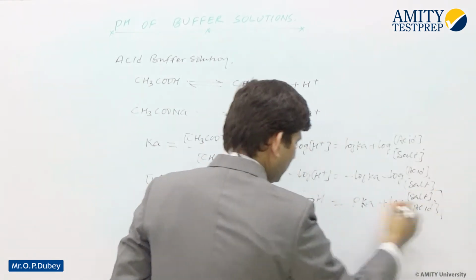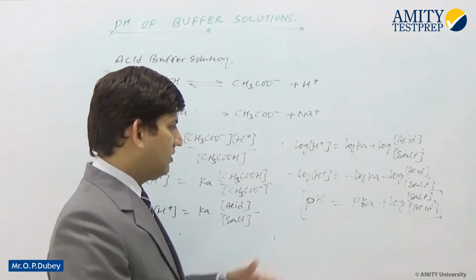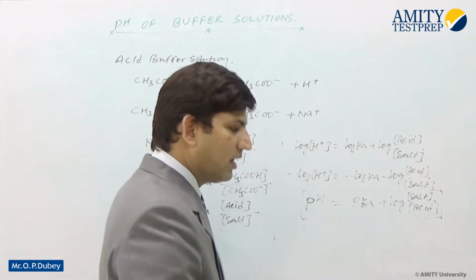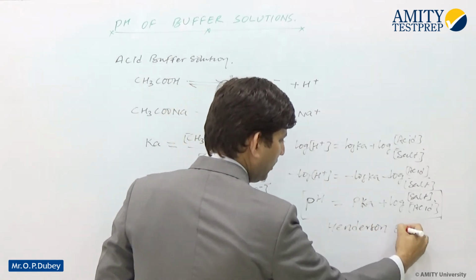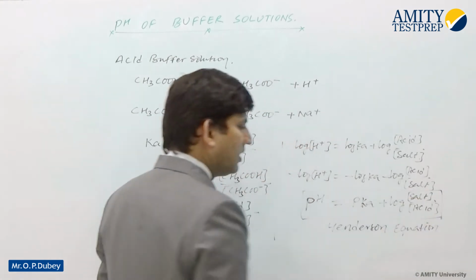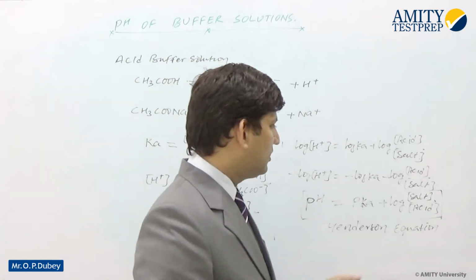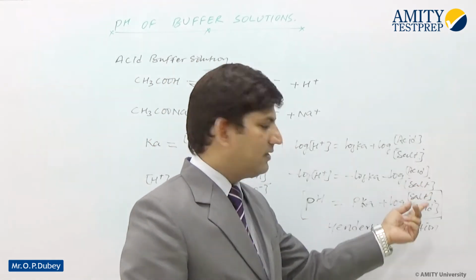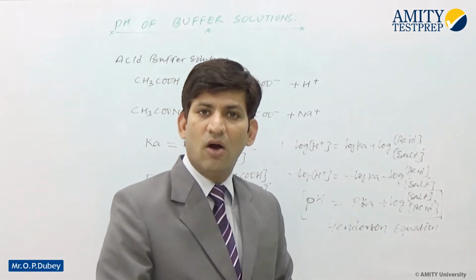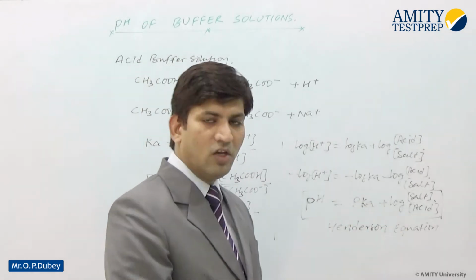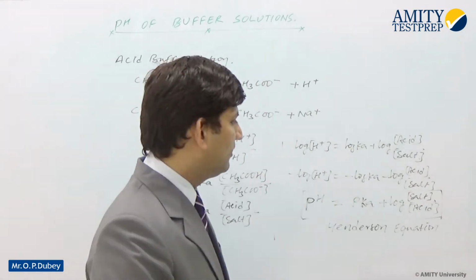Now this formula can be used to calculate the pH of an acid buffer solution. This equation is also called the Henderson equation, and from this Henderson equation we can easily find the pH of an acid buffer solution. In this equation, this is the concentration of salt and this is the concentration of acid. In place of the concentration of salt and acid, we can also write the number of moles, because the volume of solution for both the acid as well as the salt is common, so they cancel out.